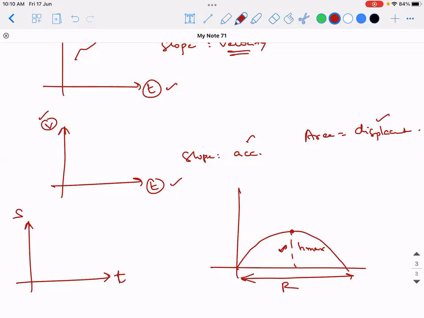Somewhere approximately 5 point something. Is there an option of 5 point something? So they got that 6.3 because they took g as 9.8, but 9.8 is going to give a lesser value.